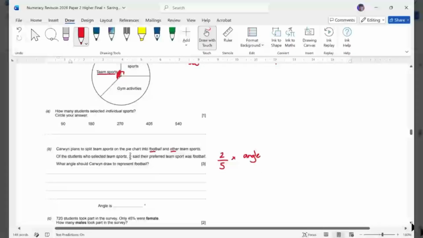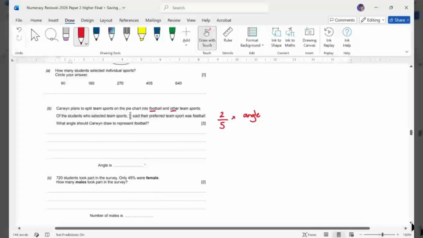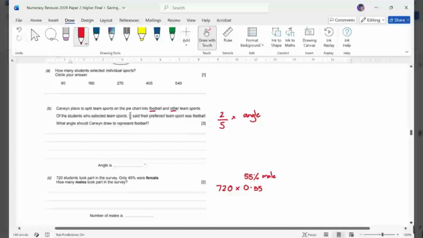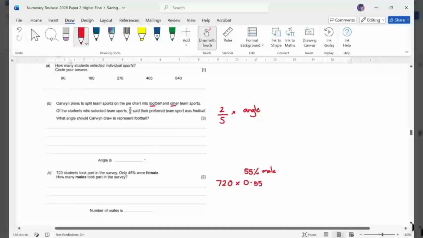And then the final one, I think it's just a little percentage one. 720 students took part in the survey. Only 45% were female. How many males? Well, just 55%. Now, chaps, what I will mention here, because we haven't talked a lot about percentages, and we're bound to get some percentage stuff, is in a calculator paper, we may be best writing the percentage that we want, in this case the 55% that are male, as a decimal and just times it by the number, so 720 times 55%, or times 0.55 in this case. Okay? Right.